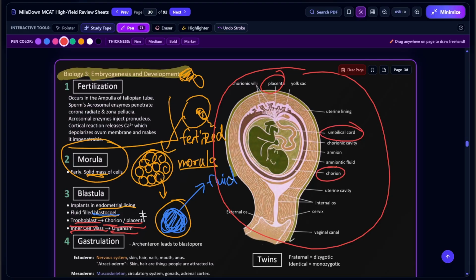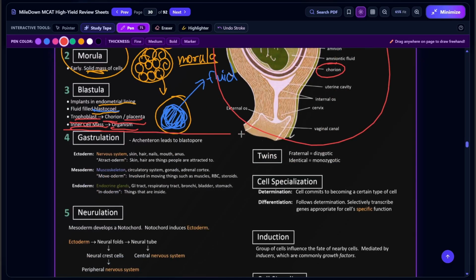Chorion's there and stuff like that. Okay, for gastrulation. So now we're moving. The blastula is turning into something even more mature, and that is called gastrulation. So let's go look into it.